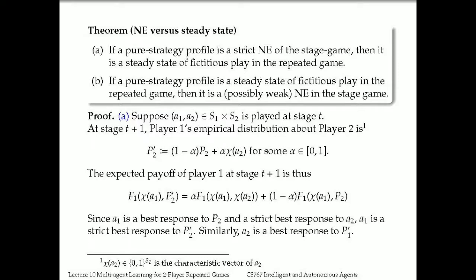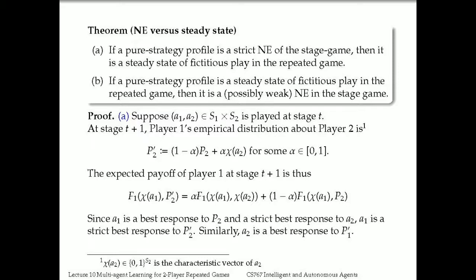I'm going to describe the proof. The idea is quite simple, but don't be confused by those extra symbols. They're just there for technicality reasons. So suppose you have A1, A2, which is a Nash equilibrium. This is proving the first part. And we want to show that it will be a steady state. So how do we do that?